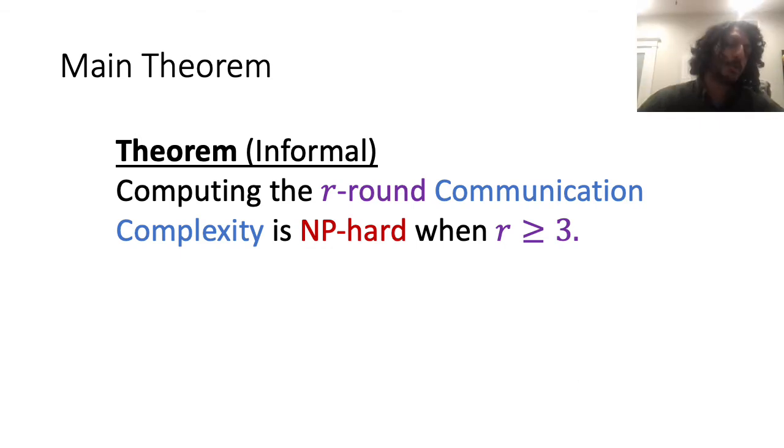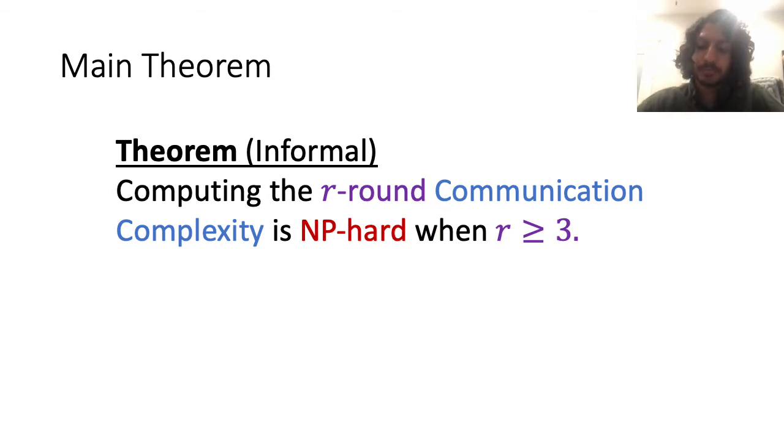You might be wondering, why is it 3 here, not 2? Well, it turns out that 2 is a very simple thing. Actually, I'll tell you how to compute 2, but it turns out to be very simple. Okay, so that's the theorem.